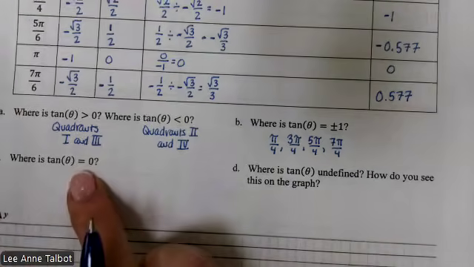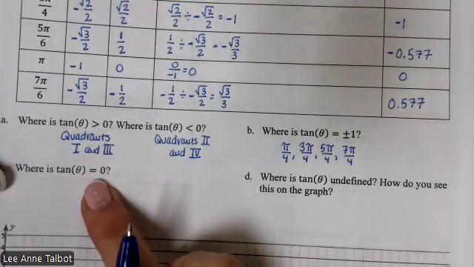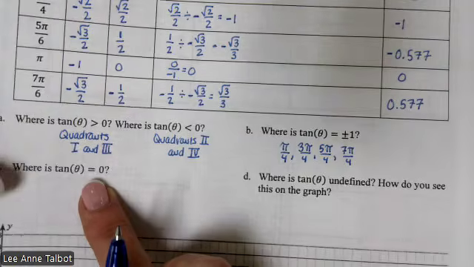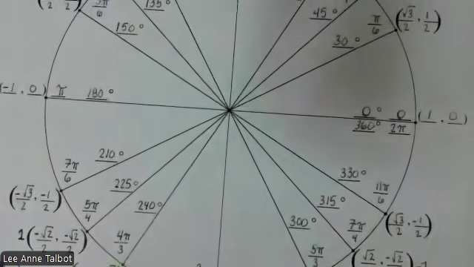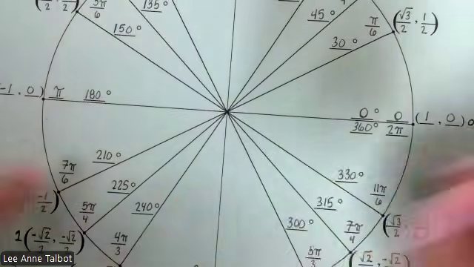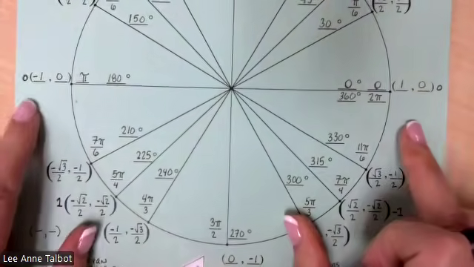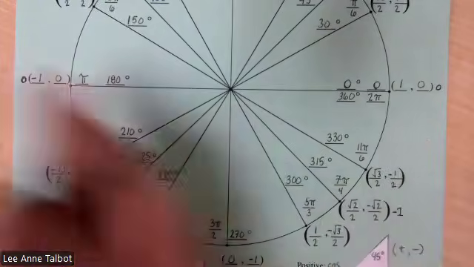Okay, where is tangent 0? It's 2 spots. 0 and pi. Tangent is 0 at 0 and pi.